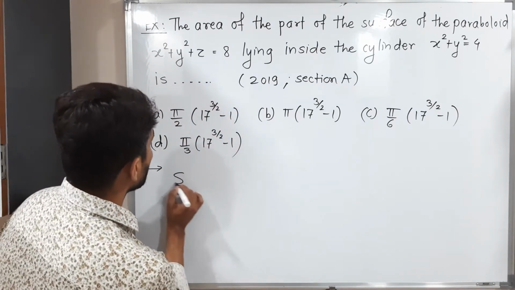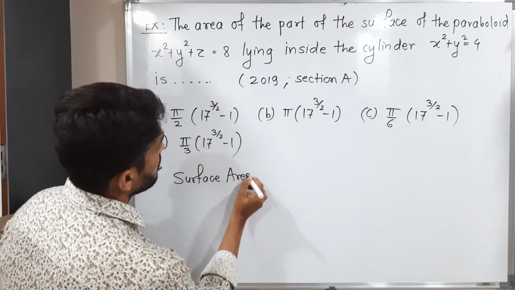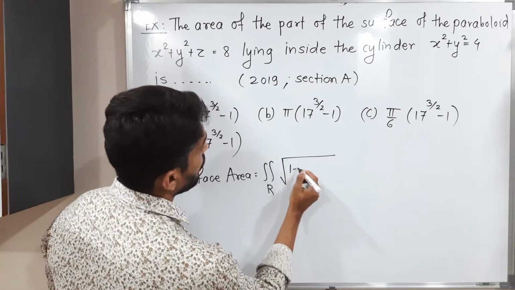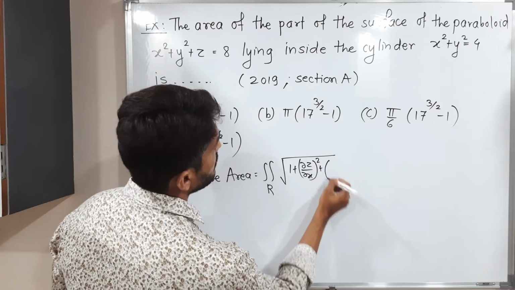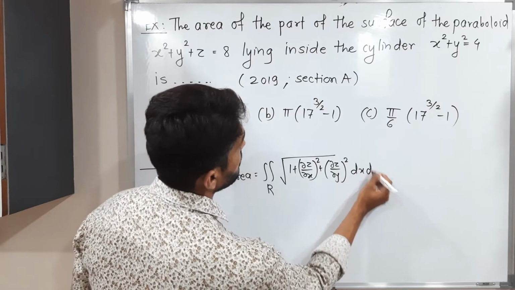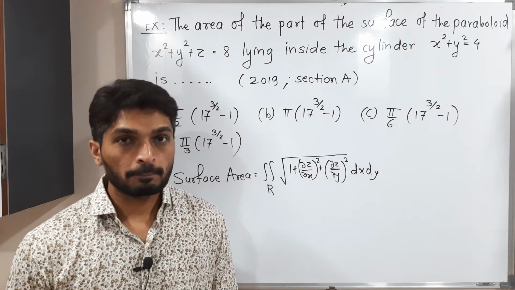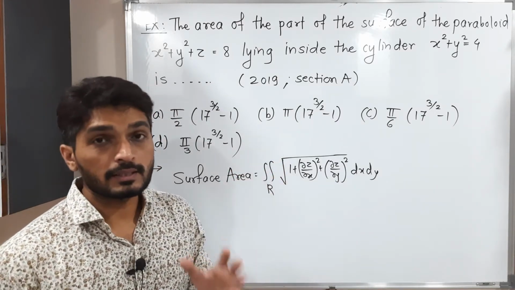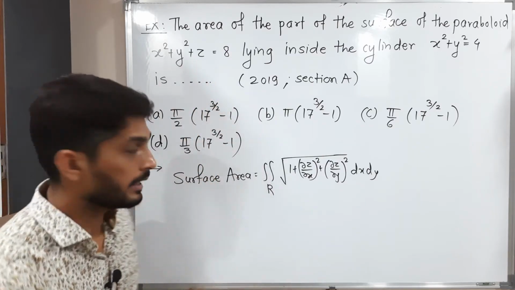The formula of surface area is very simple: it is equal to the double integration over R of the square root of 1 plus (∂z/∂x)² plus (∂z/∂y)² dx dy. So this formula we are going to use to find the surface area. Here we have to consider a given surface. We have to find the surface area of this paraboloid.